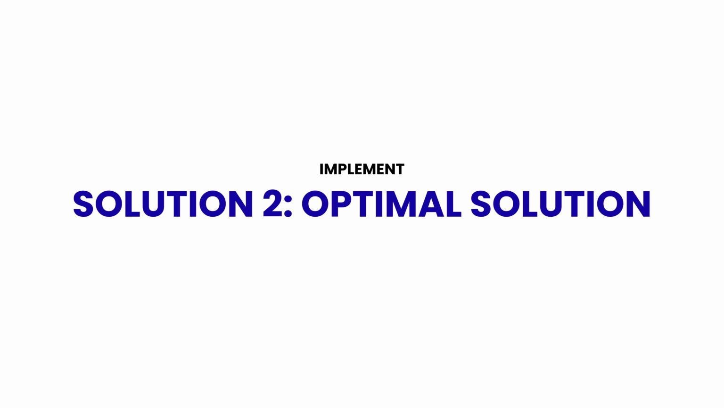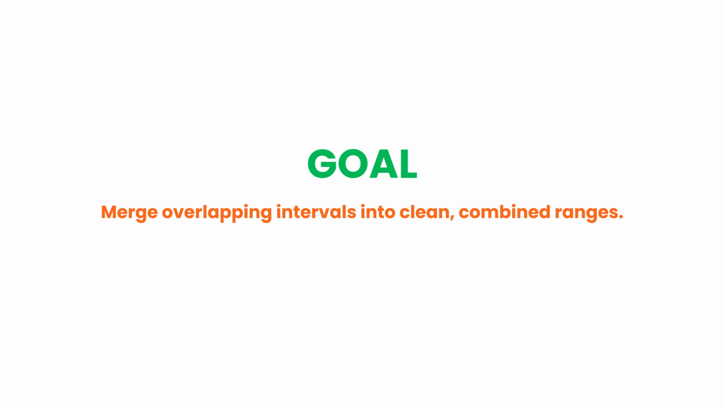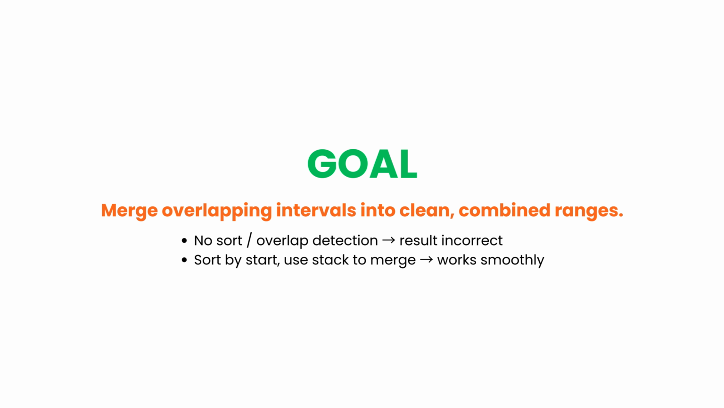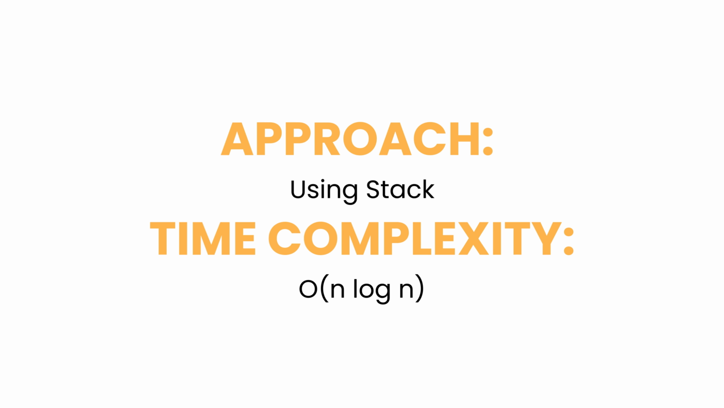Let's walk through this solution. The main goal here is simple: merge overlapping intervals into clean, combined ranges. If we don't sort or detect overlaps correctly, the final result becomes incorrect. If we sort by start time and use a stack to merge as we go, everything works smoothly. Approach: using a stack. Time complexity: O(n log n).